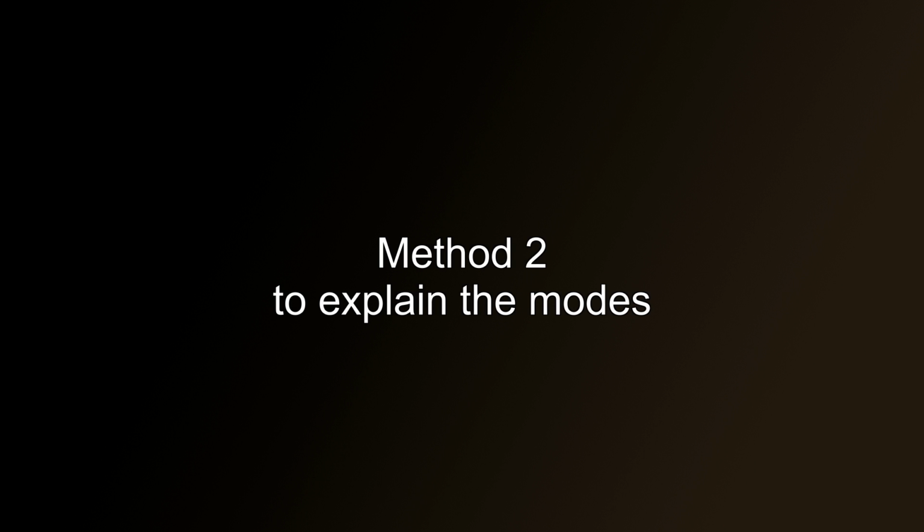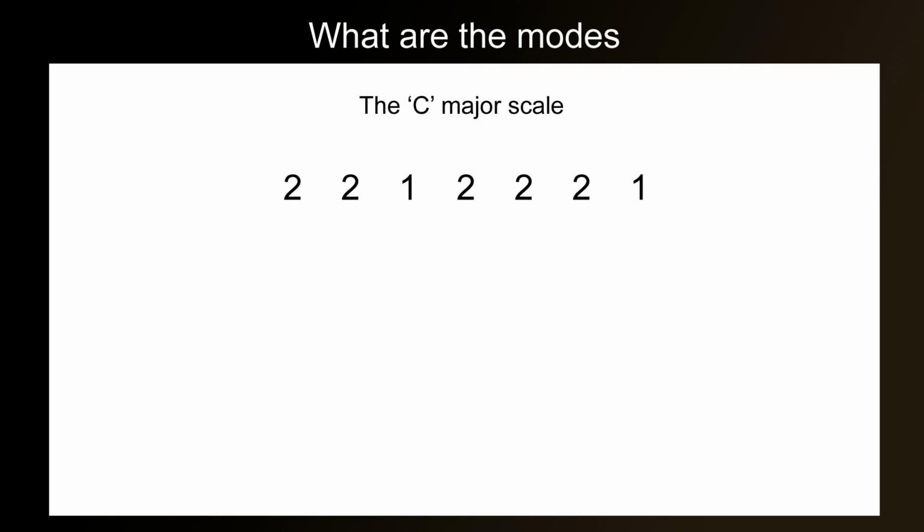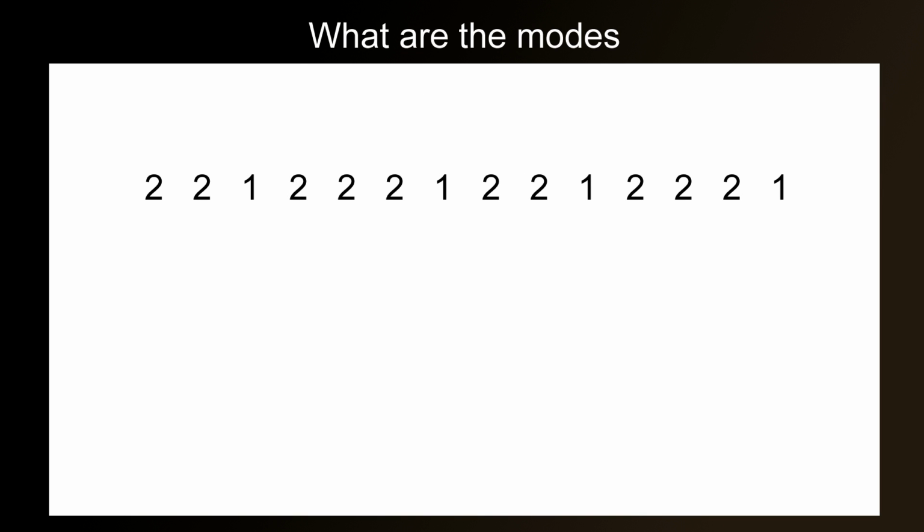Method 2 for explaining modes would be to use the pattern we originally used to explain the major scale and to help us understand key signatures. And that pattern was 2-2-1-2-2-2-1. If we extend this over 2 octaves, so it gives us room to play with, we can then see that by moving the scale one shift up, we create a whole series of new scales. They're all based around the pattern of the major scale, but each one is different. Again, this is the modes.